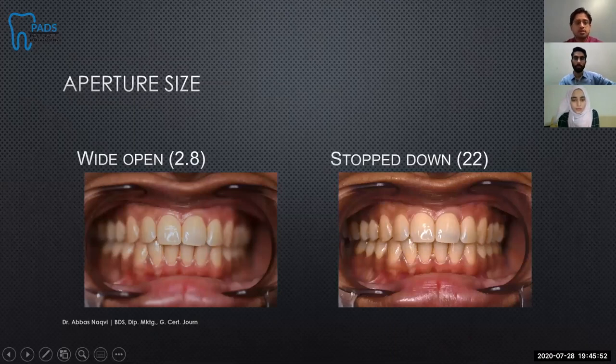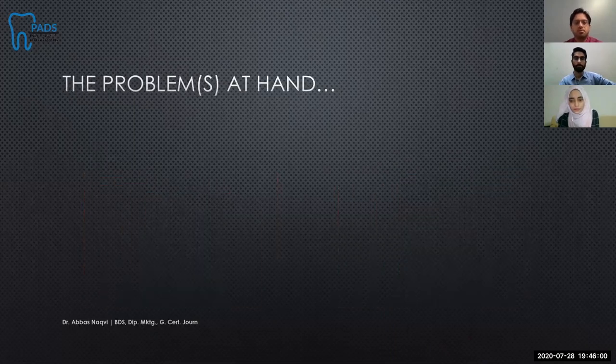So to summarize, the problems that happen are inadequate understanding of photography, inappropriate equipment, insufficient skill, and a wide subject, which is slightly tricky to capture.